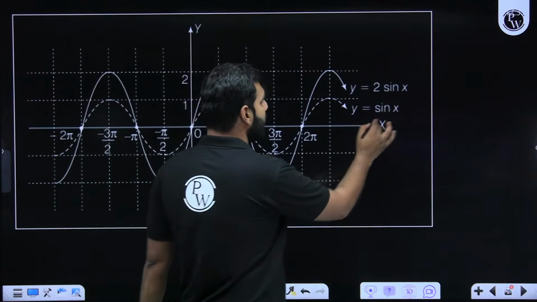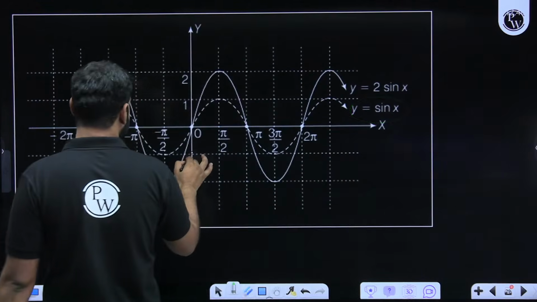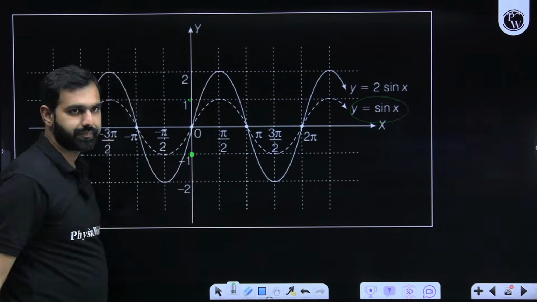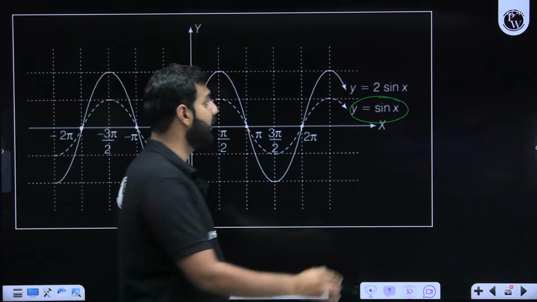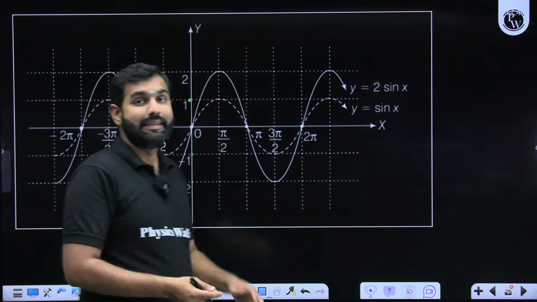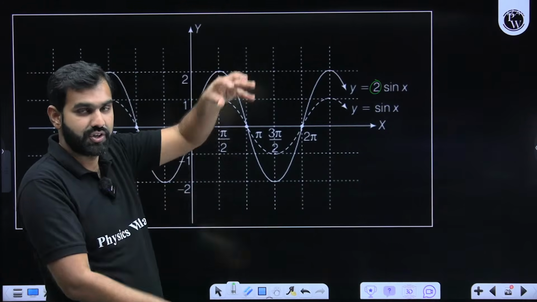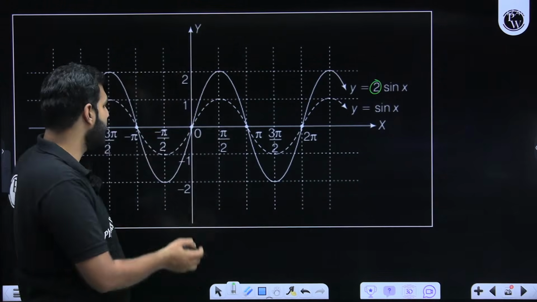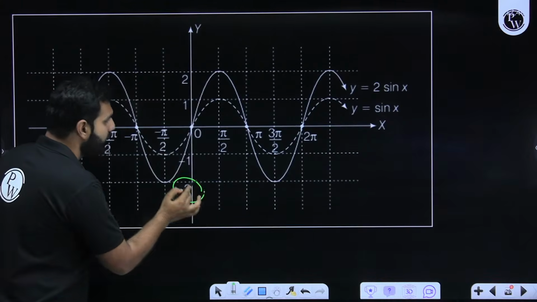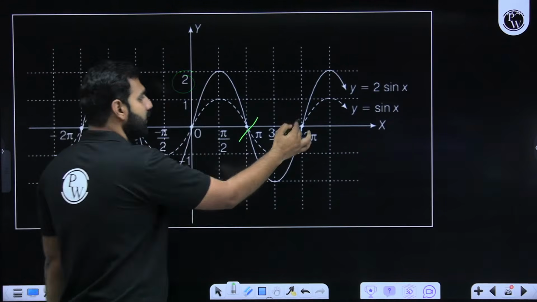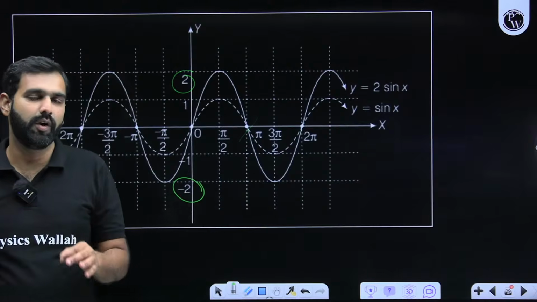Let's say the graph of sin x, we all know, has its range from -1 to 1. But let's say I multiply sin x by 2. Then what happens? Then its range gets stretched. This function gets extended. So previously, if it was from -1 to 1, now it will be from -2 to 2. But still, the points where it is intersecting the x-axis will remain same.